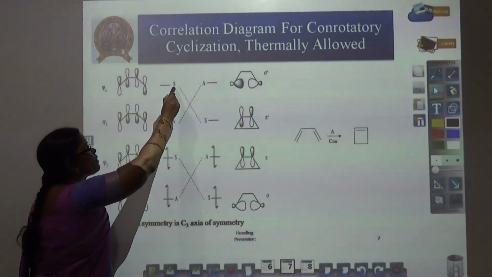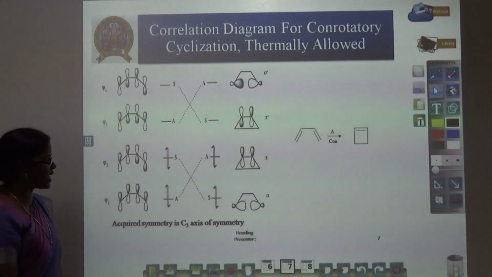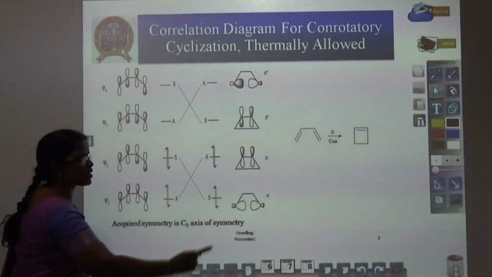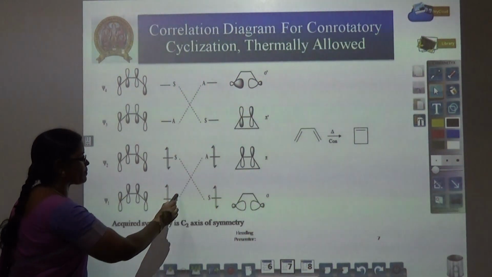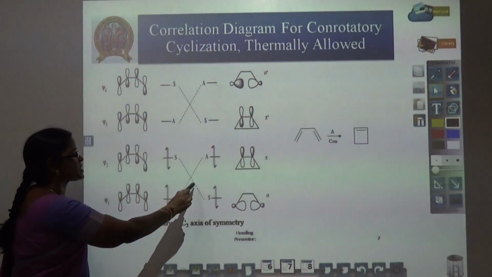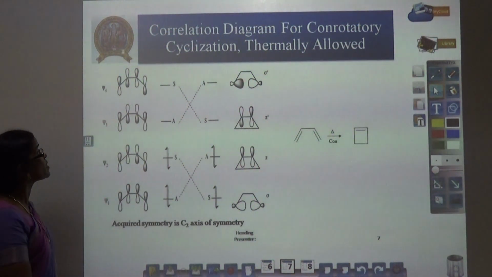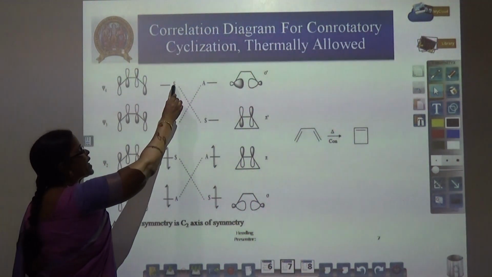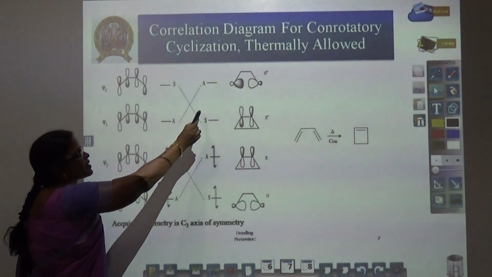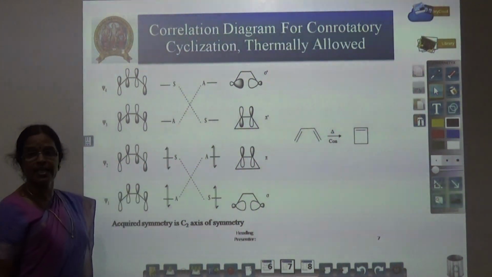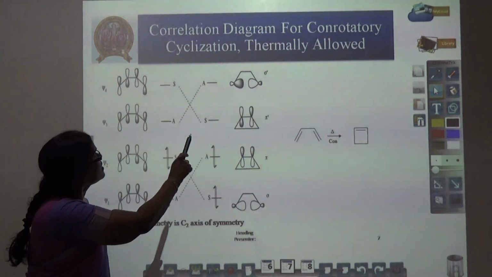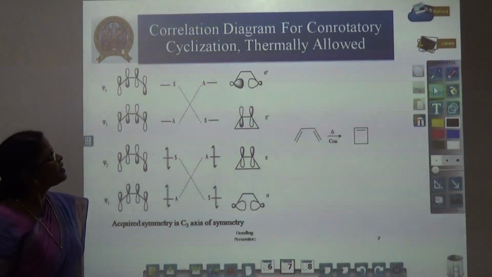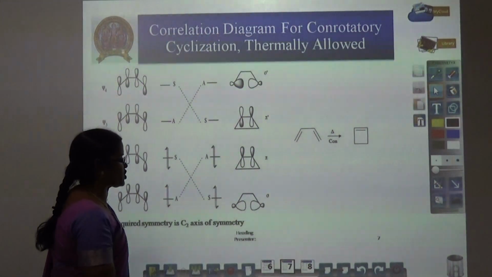Now, the correlation for a thermal reaction should occur between the molecular orbitals of the reactants and products, including between the anti-bonding molecular orbitals of the reactants and product. These two are bonding molecular orbitals of the reactant. These two are bonding molecular orbitals of the product. Asymmetric orbital is correlated with asymmetric orbital. Symmetric orbital is correlated with symmetric orbital. Between the anti-bonding molecular orbitals of the reactant and product, symmetric correlates with symmetric and asymmetric correlates with asymmetric. So, this process is thermally allowed under the conrotatory process, conrotatory cyclization.